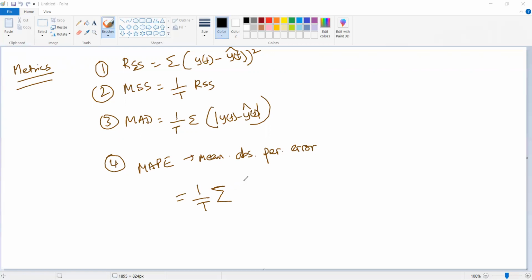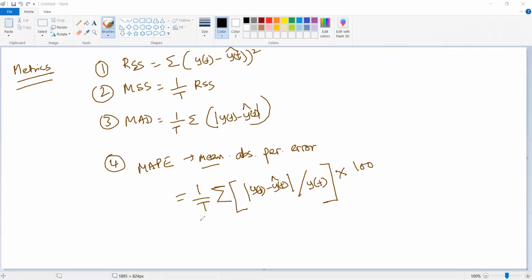Sum, right? I'm going to take a sum of something, and that something is going to be my actual value, y of t, minus the predicted values, right? I'll take this value and take an absolute, and then I'm going to divide it by the actual value, right? I get a fraction, and now I multiply this with 100. So the moment I do this, I get a percentage.